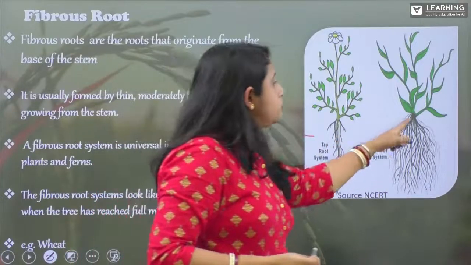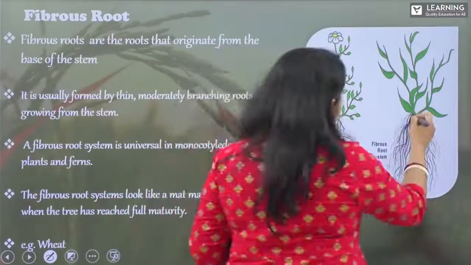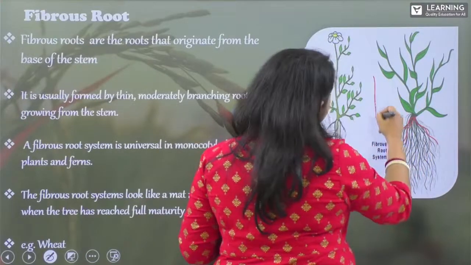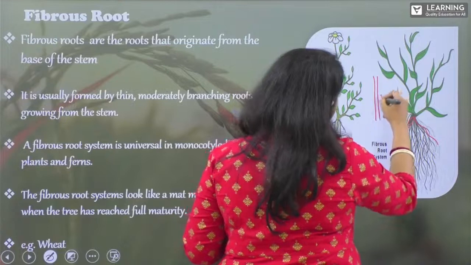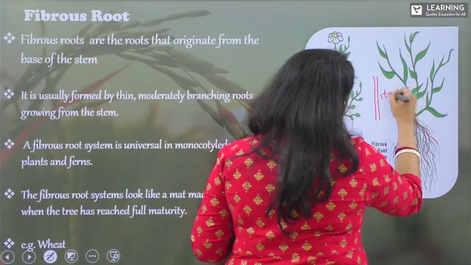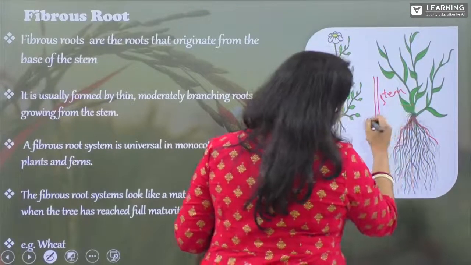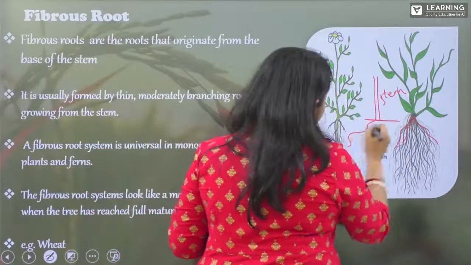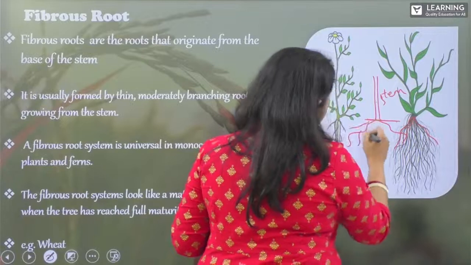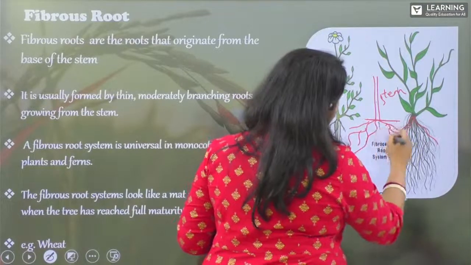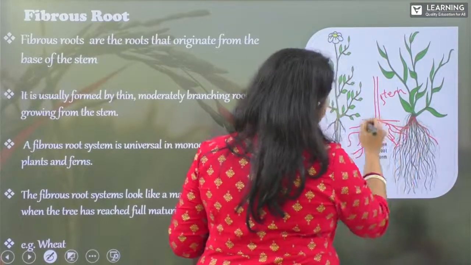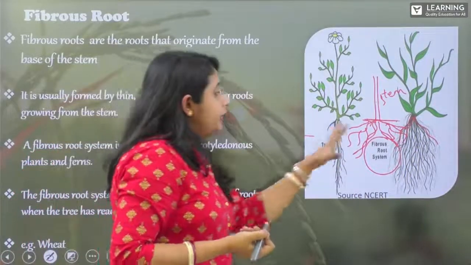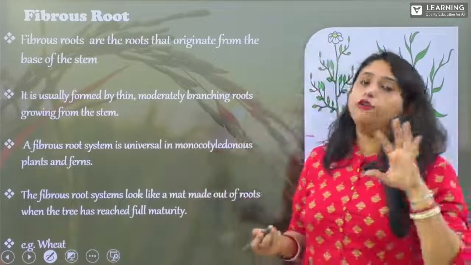So the fibrous roots will be arising from the base of the stem. If this is the stem of the plant, this is the base of the stem, right? From here the roots are coming out. These roots are your fibrous roots. Clear? So it arises from the base of the stem.